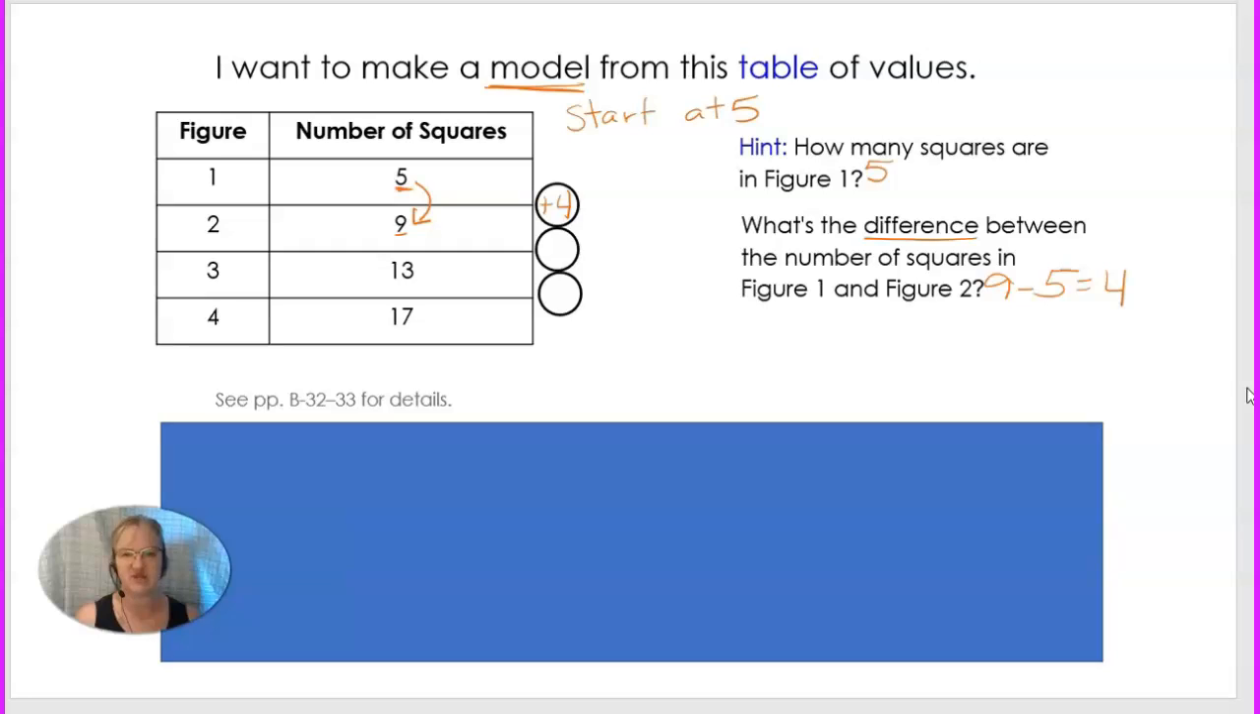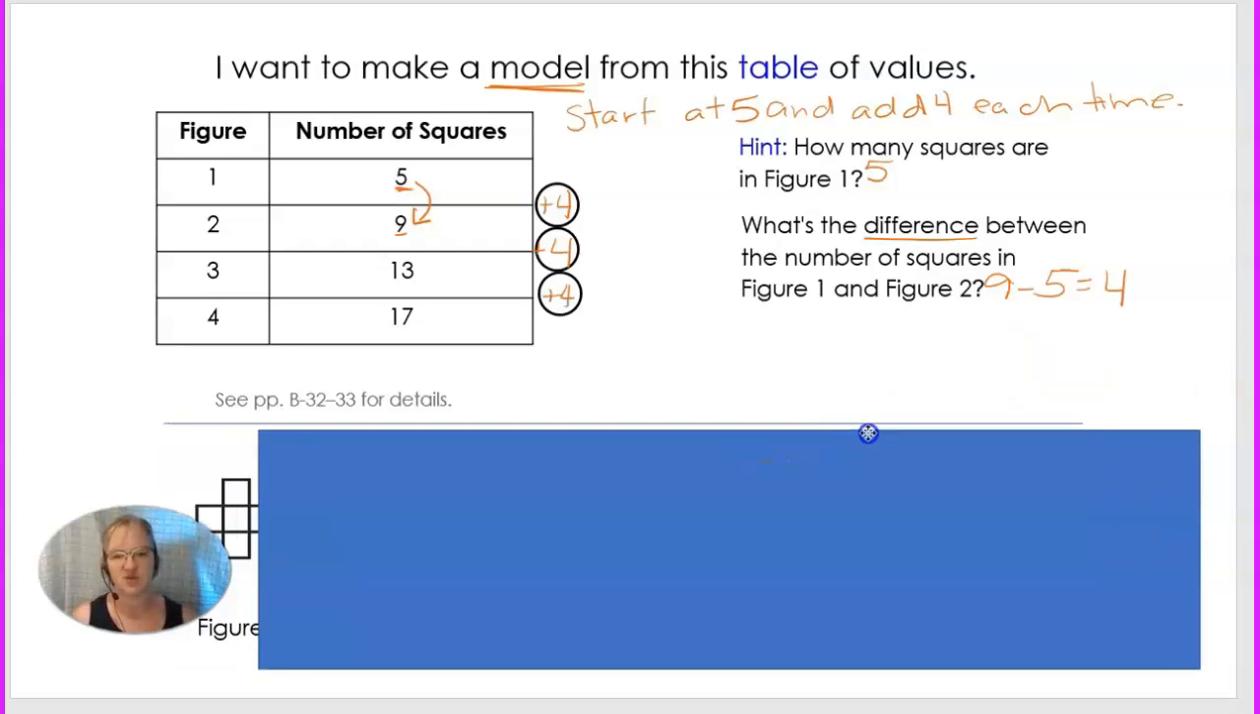5 plus 4 is 9. So our rule would be start at 5 and add 4 each time. Okay, let's see if it holds. 9 plus 4 is 13? Yes, it is. So that's what we have to add each time. 13 plus 4 is 17? Yes. Add 4 each time.